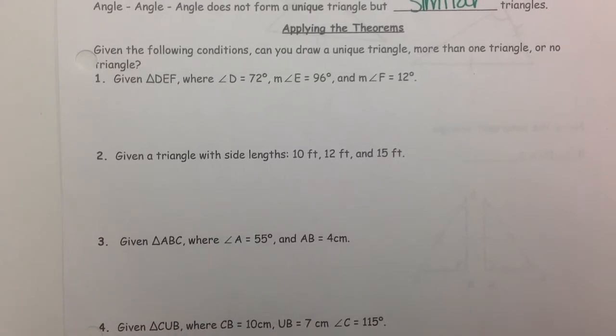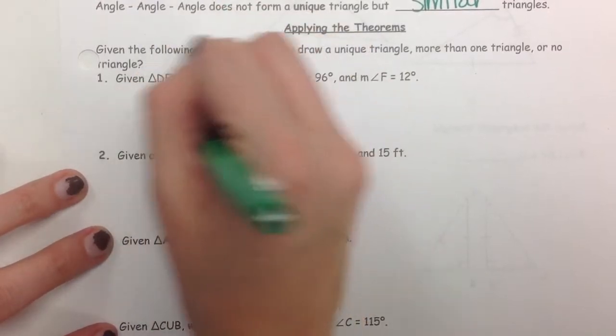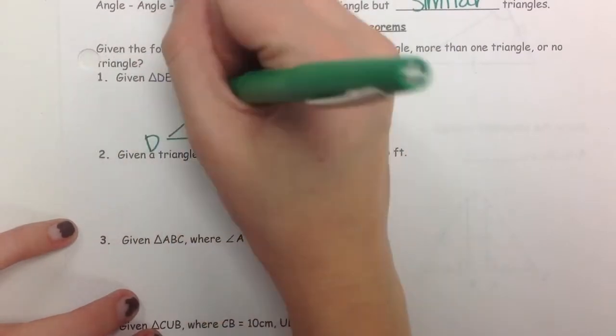Given the following conditions, can you draw a unique triangle, more than one triangle, or no triangle? So basically, we're trying to figure out which of the 3 is true for each of these. So given triangle DEF, I kind of just draw a sketch, and it does not have to be an accurate sketch. I'm just trying to kind of see what it looks like. So we've got DEF.